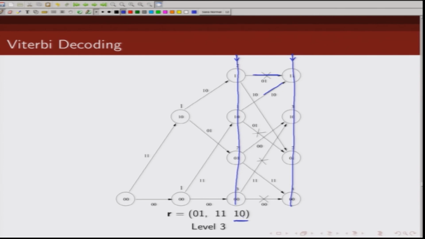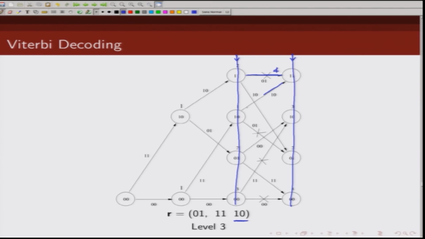So, what is the branch metric corresponding to this transition? This transition is 0 1, this is 1 0. So, Hamming distance in this case is 2. And what was the path metric here? The path metric was 2. So, 2 plus 2 would give me a partial path metric of 4.